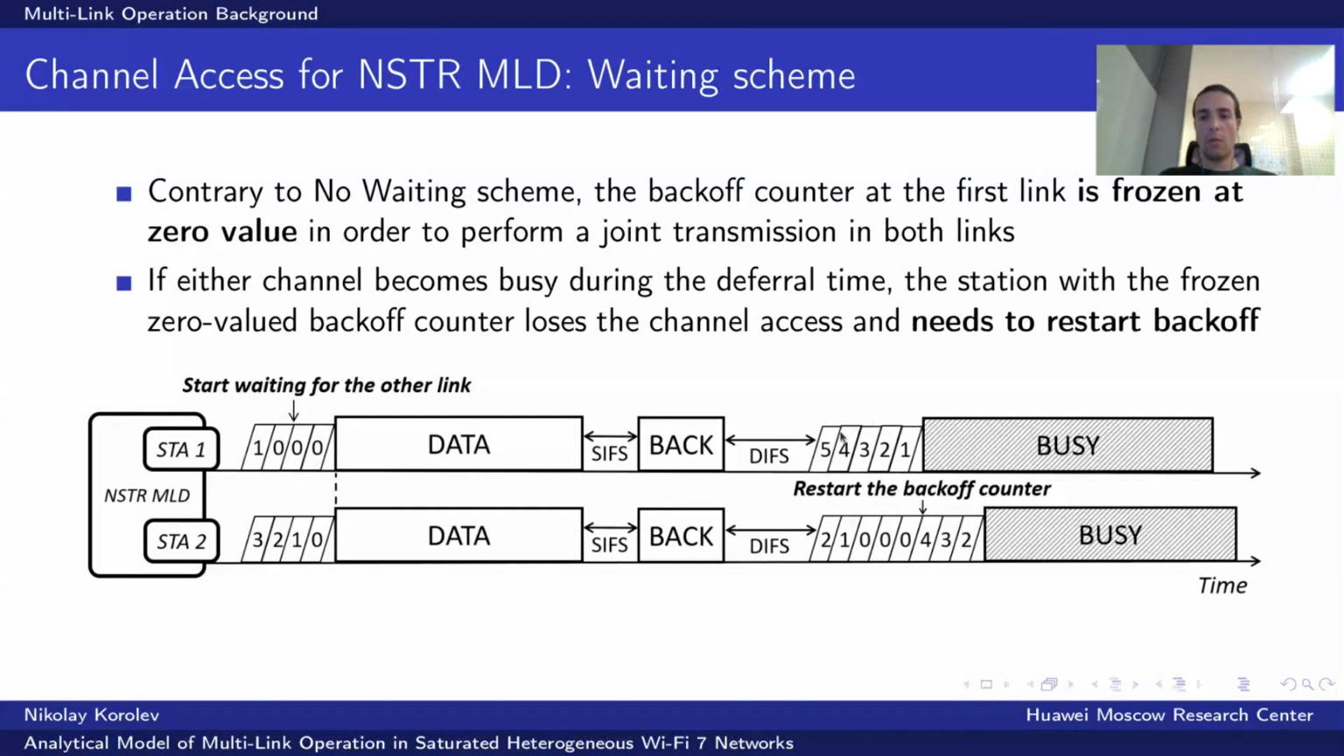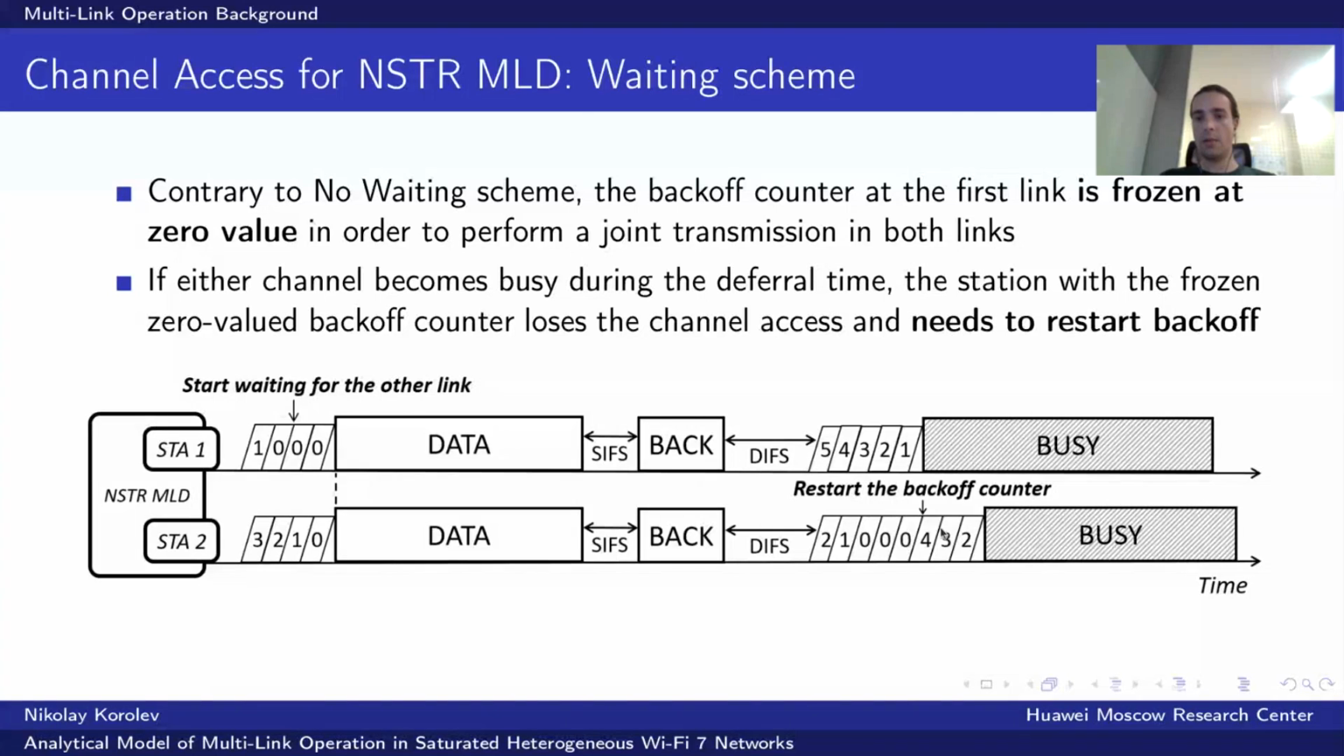Here is one good remark. What happens if we lose contention in some link while waiting for another link? Well, in the right part of the slide, we see exactly this situation. In the second link, the backoff counter reaches 0 value at some point and freezes at 0 value in order to wait for the backoff counter of the other link, in hope of a joint transmission. But the first link becomes busy, and according to the current draft of the standard, we need to restart the backoff counter.